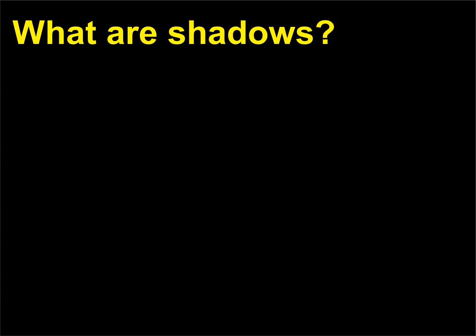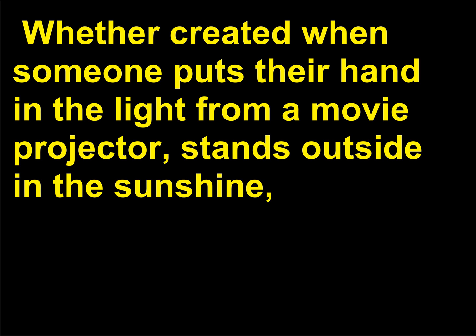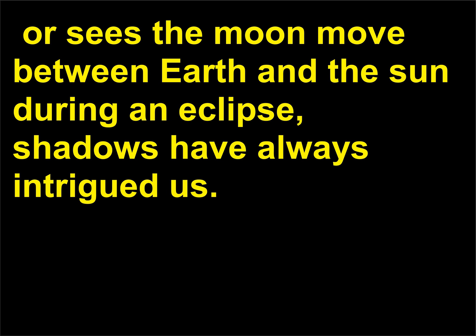What are shadows? Shadows are areas of darkness created by an opaque object blocking light. Whether created when someone puts their hand in the light from a movie projector, stands outside in the sunshine, or sees the moon move between Earth and the sun during an eclipse, shadows have always intrigued us.